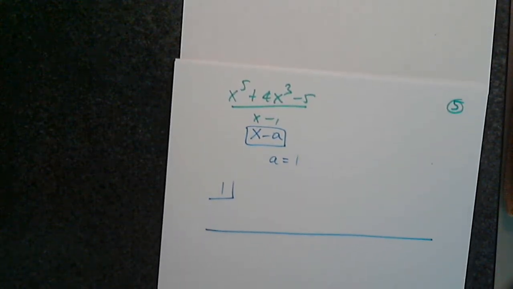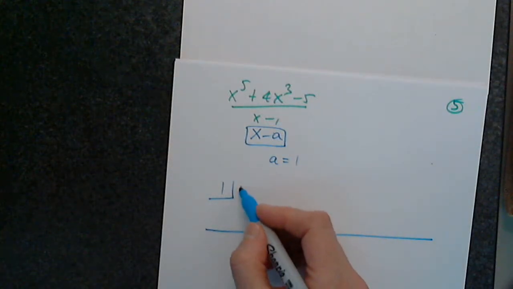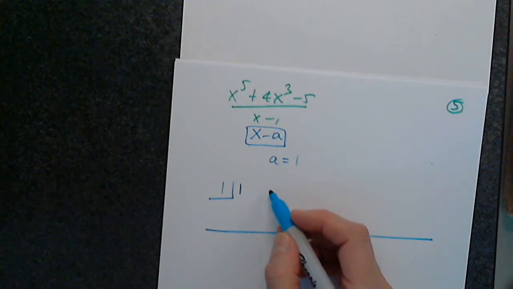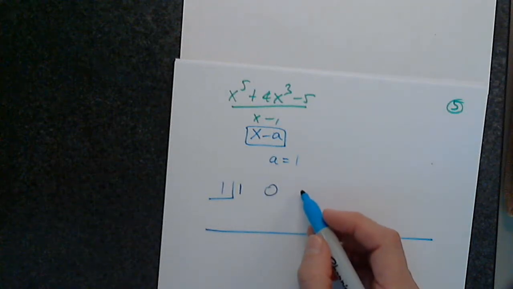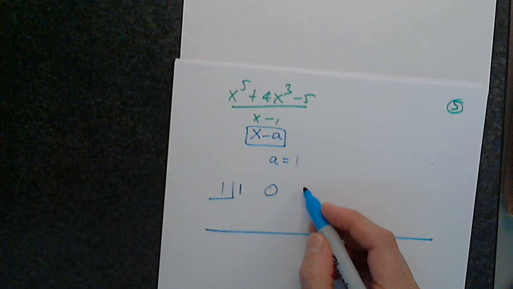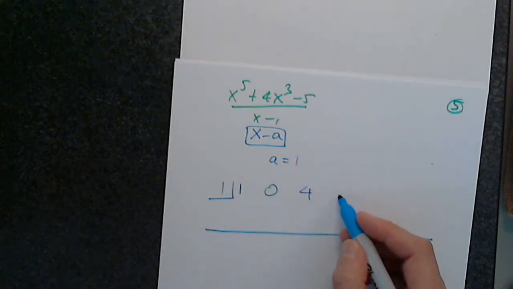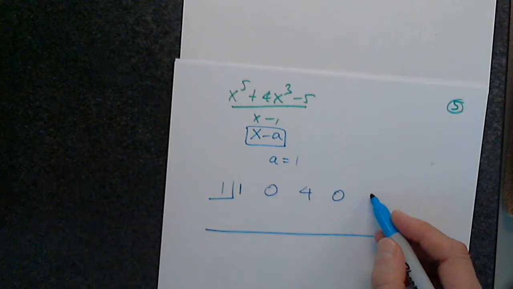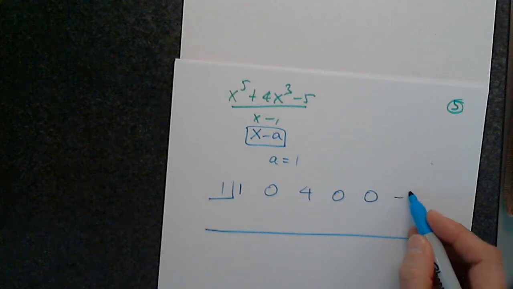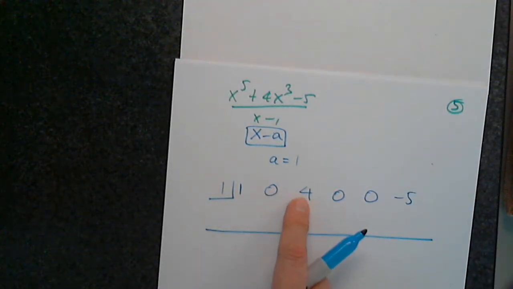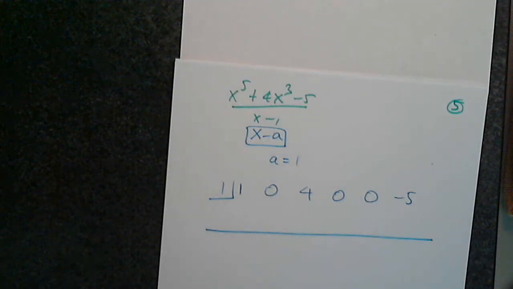What is the degree of the top? Yes, very good. So what is the leading coefficient? What is the next in line? 0, very good. What is the next in line? 4. The next in line is? Yes. The next in line is? Very good. And the last one is? Very good. Degree 5, degree 4, degree 3, degree 2, degree 1, degree 0.